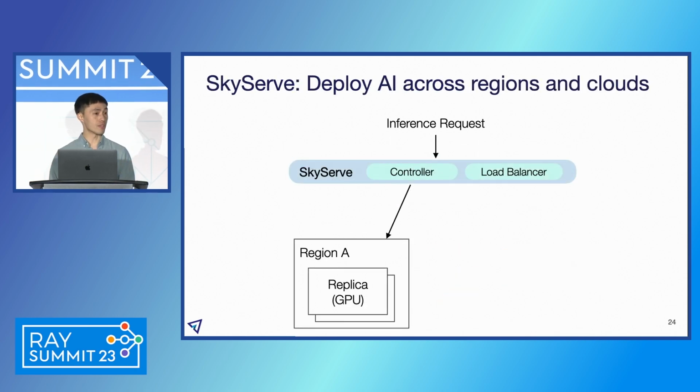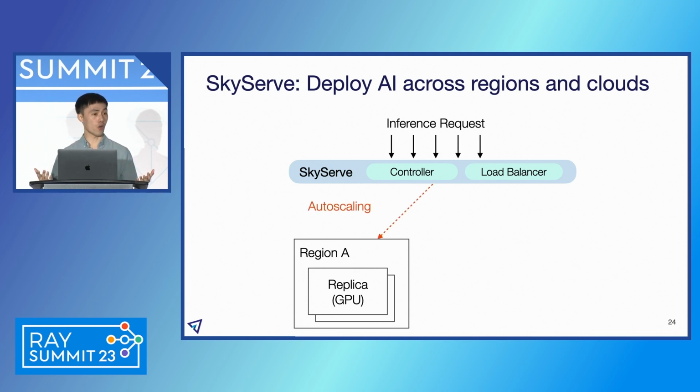So that's why we are building SkyServe. SkyServe utilizes multiple regions and clouds to solve this problem. It is conceptually very simple. It comes with a controller responsible for auto-scaling, and it comes with a single load balancing endpoint. So let's look at how it works.